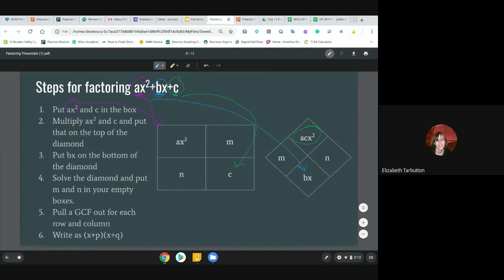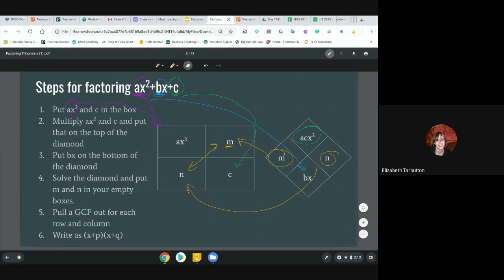We solve the diamond problem, and our solutions for the diamond problem go into our box. And M and N are interchangeable in the sense that you could put M down here if you put N up here. That's okay, whatever ends up working for you.